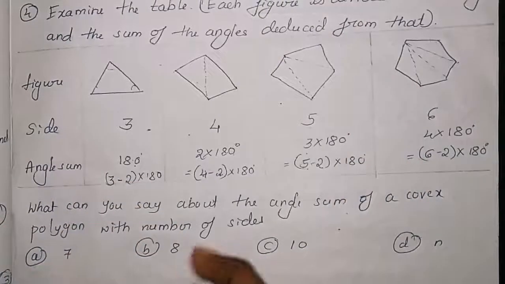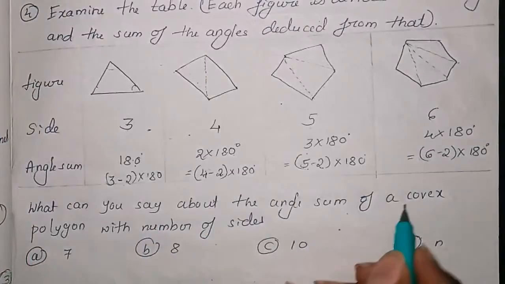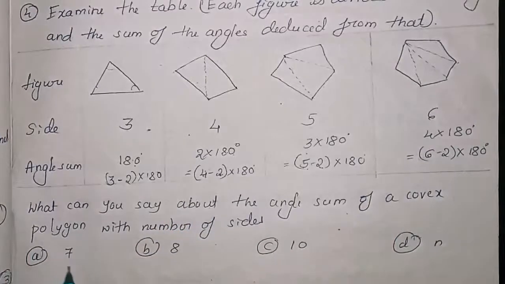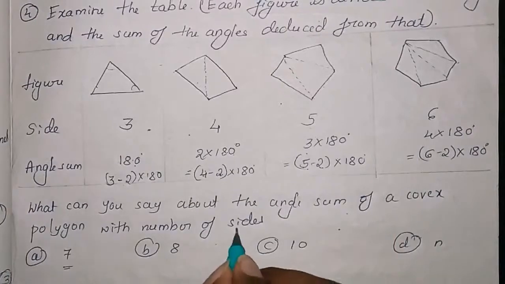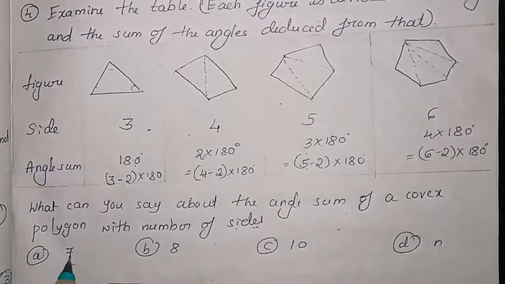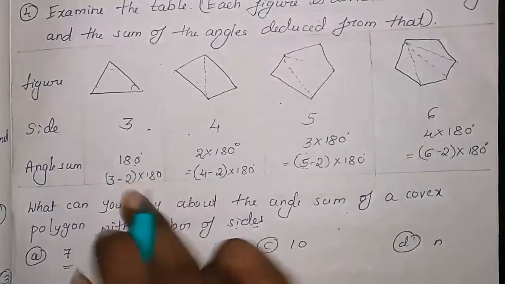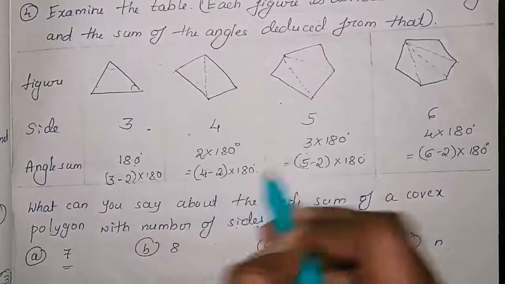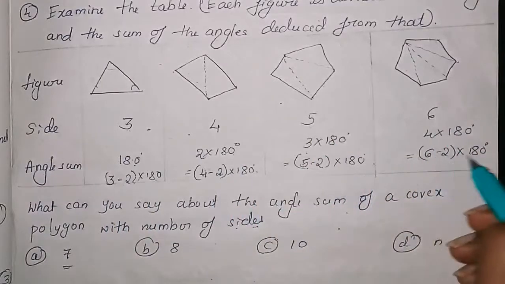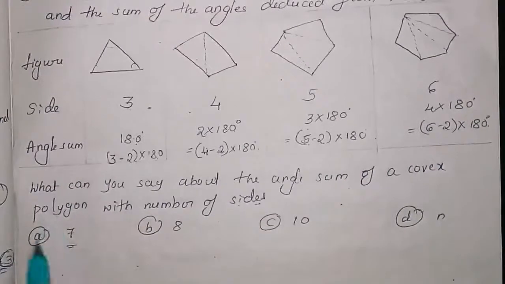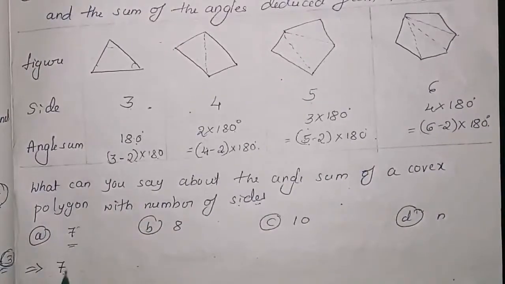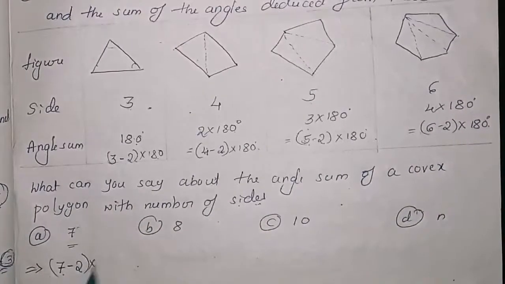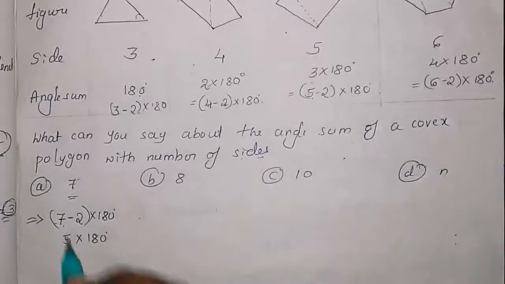Now from that we have to solve these problems. What can you say about the angle sum of a convex polygon, as they have given 7 sides for the number of sides? On the basis of sides, how are we solving? 3 minus 2 into 180, 4 minus 2 into 180, 5 minus 2 into 180, 6 minus 2 into 180. Then how will you solve this problem? Whatever the number of sides is, 7 minus 2 into 180 degrees. So 7 minus 2 is 5, 5 into 180 degrees. You just have to multiply.